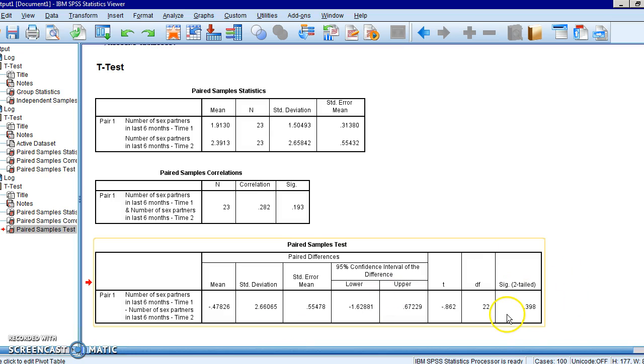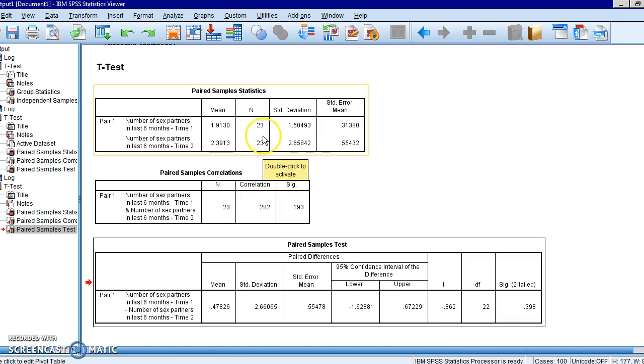Here we're more interested in the p-value, which is 0.398, and that is larger than 0.05. This tells us that we do not have statistically significant differences, so we're able to say that there are no differences. A way you can double check yourself is to come over to the 95% confidence interval and look at the lower and upper ranges. If a 0 lies between these ranges, that also tells you that there are no differences between the two.